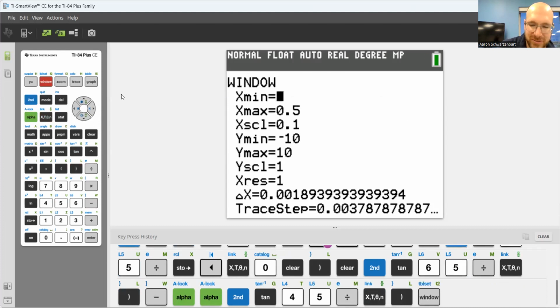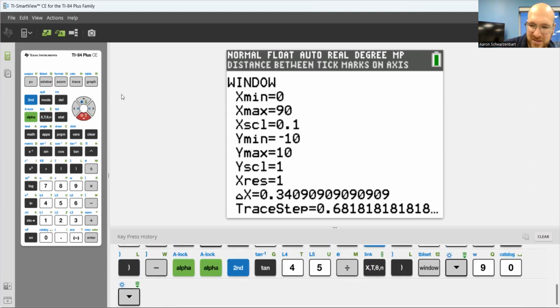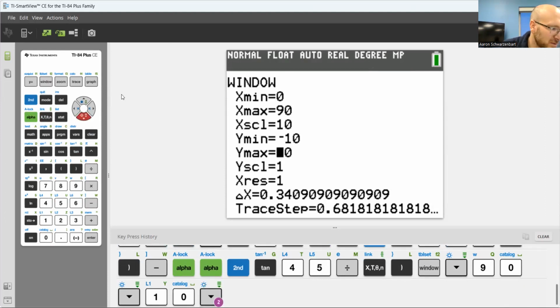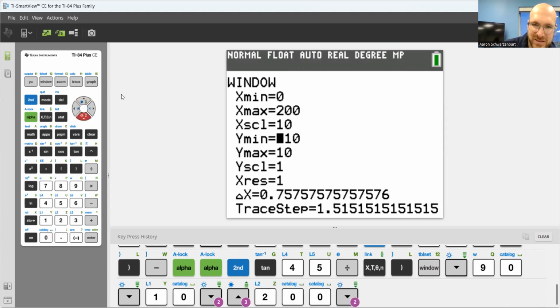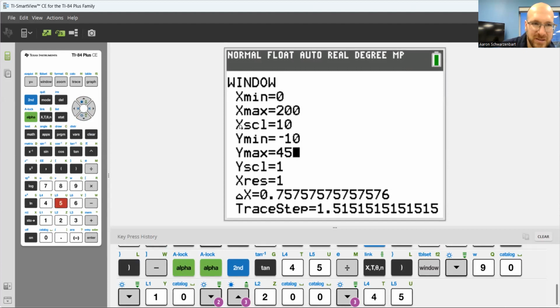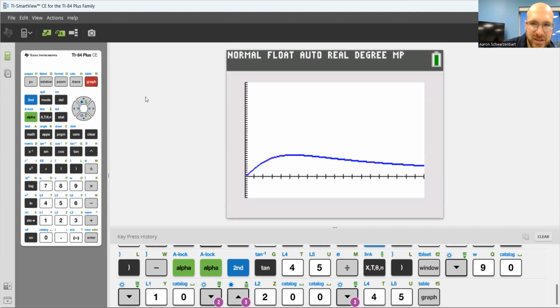My X, oh, wow, this window's, I don't need less than 0 degrees. I don't need more than 90. I know that angle's going to come somewhere between those. X scale, let's do 10. My angle is actually my Y's. Oh, my distance could be more than 90. Let's make it 200. X is my distance. My angle is my Y. My angle is probably less than 45, so I'll go negative 10 to 45. That should probably get me.